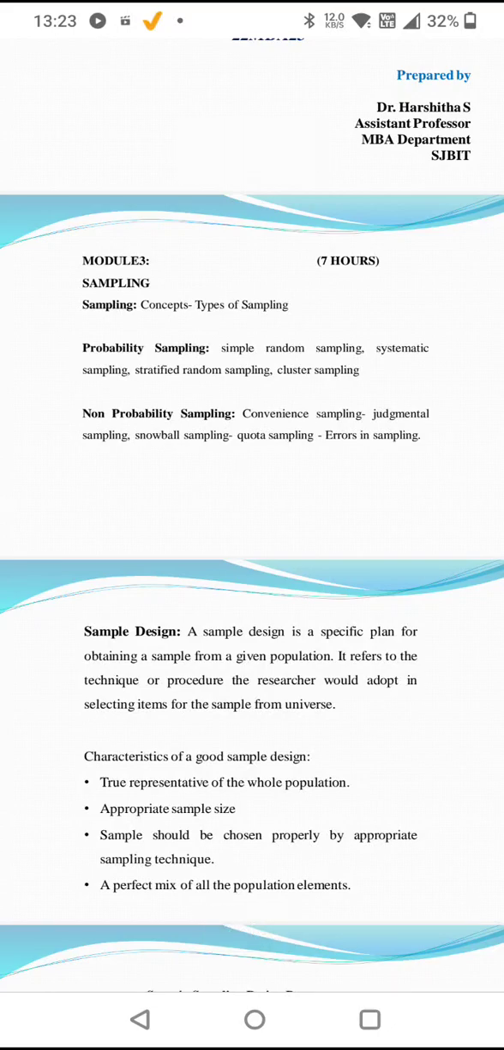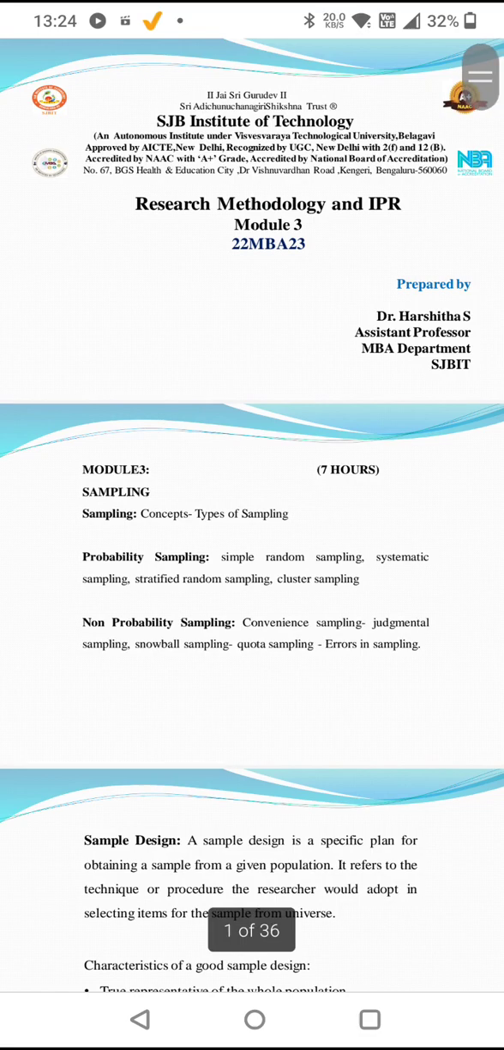So in this video, that is video 9 of research methodology and IPR, we will be starting up with module 3, which basically deals with sampling, the meaning of sampling, concepts involved in that, the types of sampling, which includes both probability and non-probability sampling.